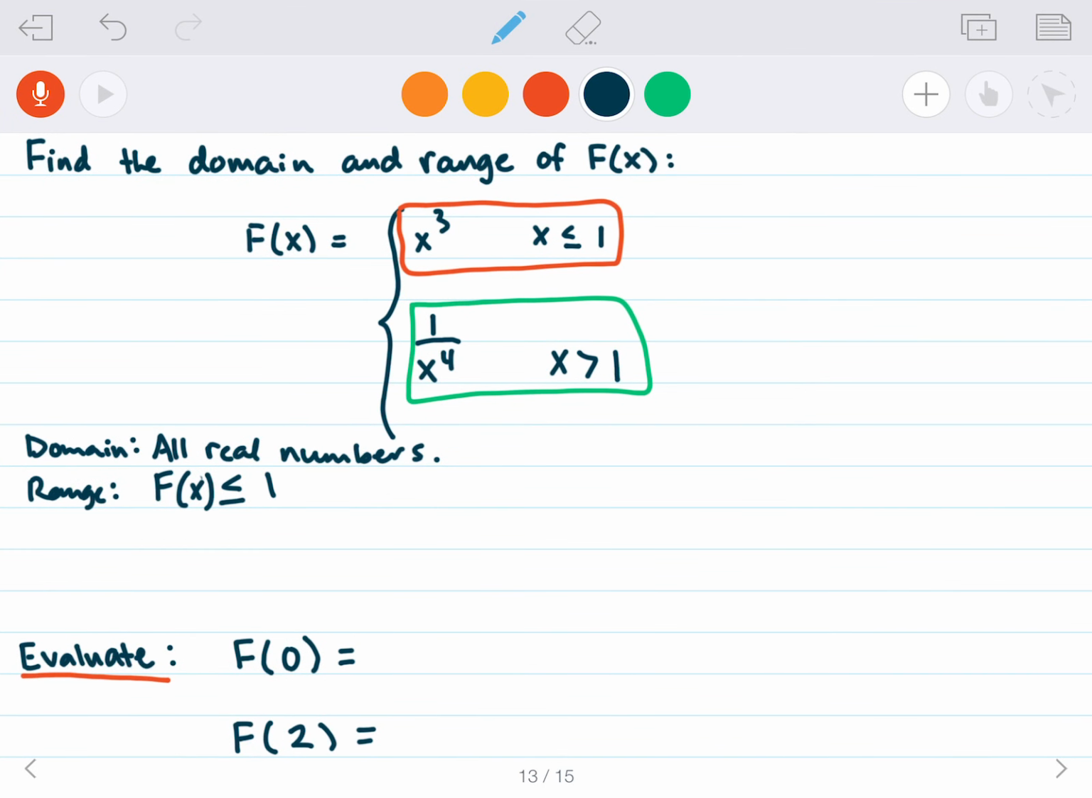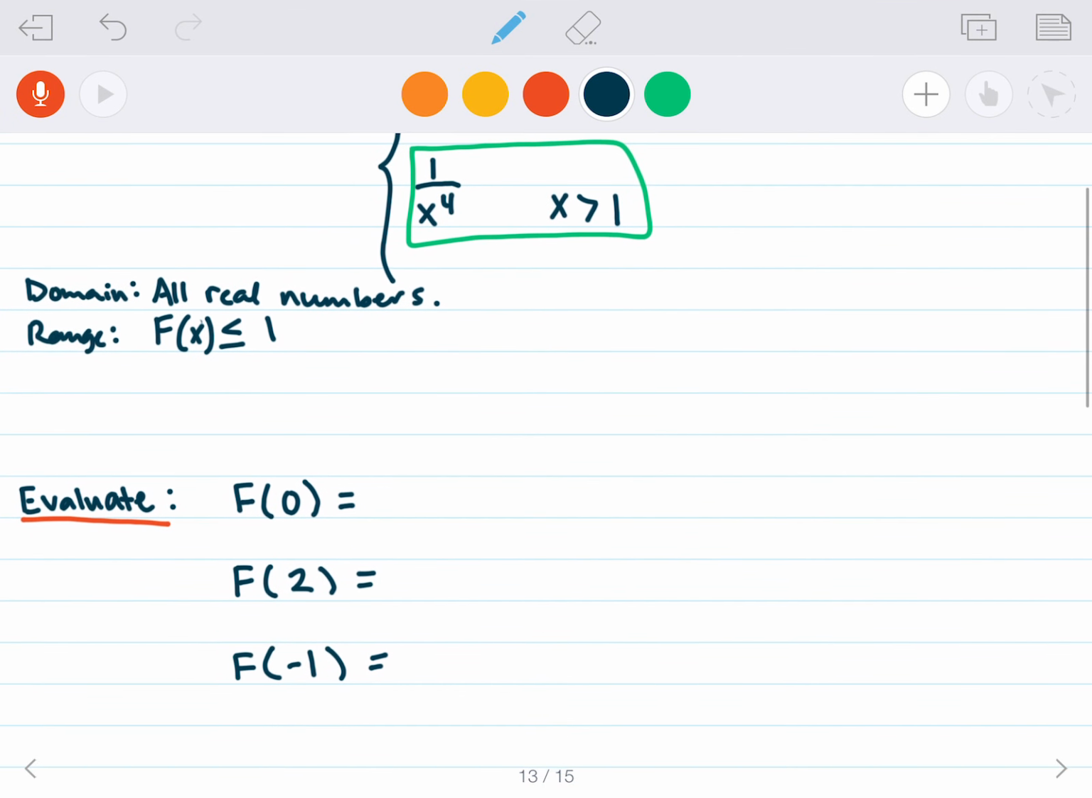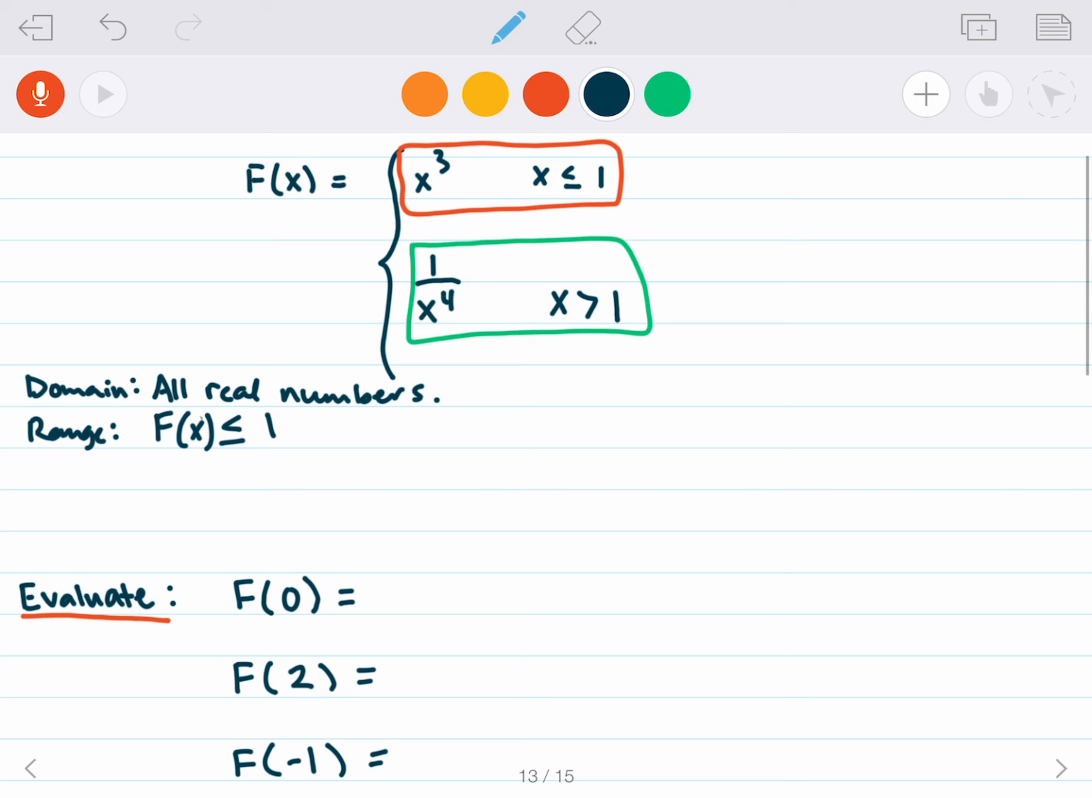Then it says to evaluate f of 0 and f of 2 and f of negative 1. So for 0, remember this is our input. Are we using the first rule or the second rule? Well, we're using the first rule because x is 0 in this case, and that falls in the x is less than or equal to 1 category. So we have to use this rule right here, and we're just going to take our input 0 and cube it. That's what it tells us to do, and we get 0.